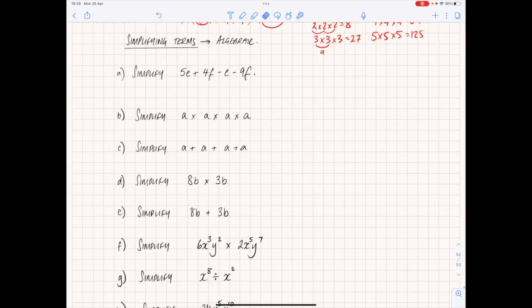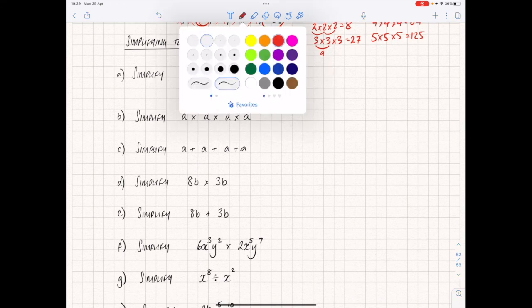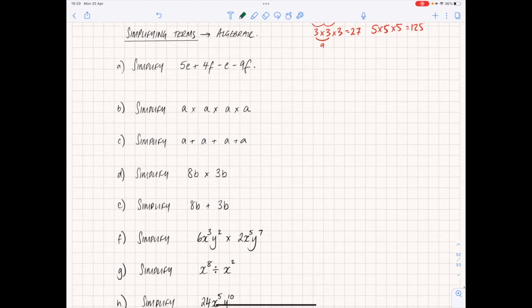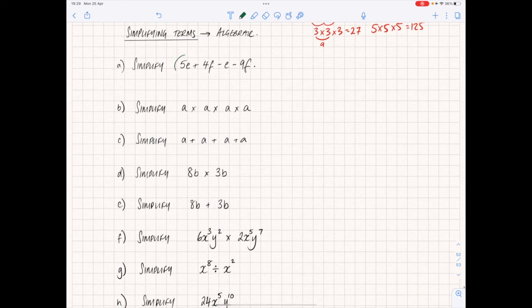Okay, last section we're going to look at is just some simplifying with algebraic terms. So simplify basically means collect your like terms. Which ones are the same? So we've got a 5e here, and we've also got an e here. I suggest you circle them so you know that the sign that is in front of it belongs to it.